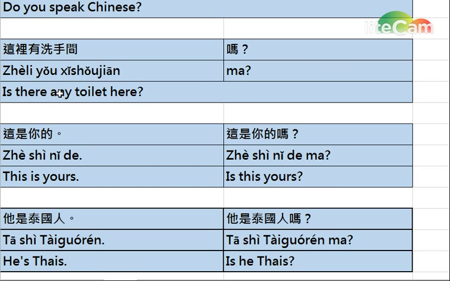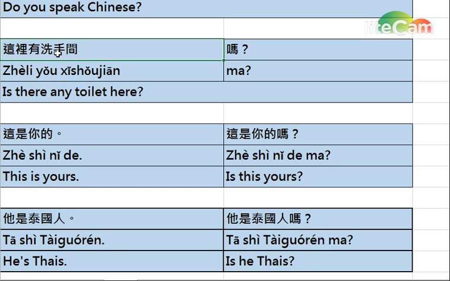And for the next example, 这里有洗手间. This is a plain statement. It means there is a toilet here, or here is a toilet. 这里有洗手间.